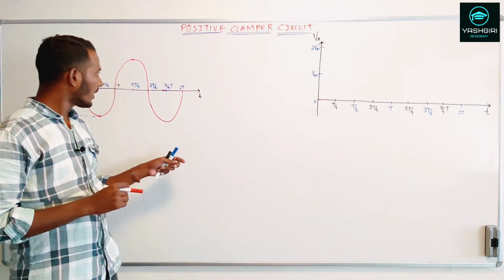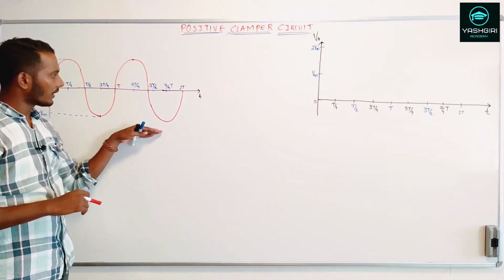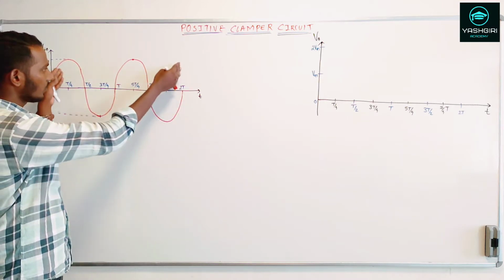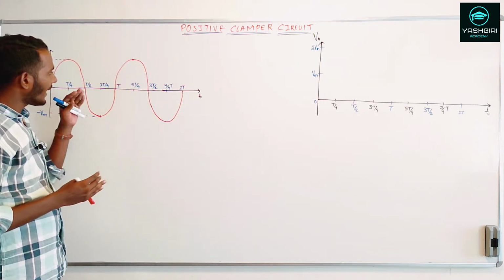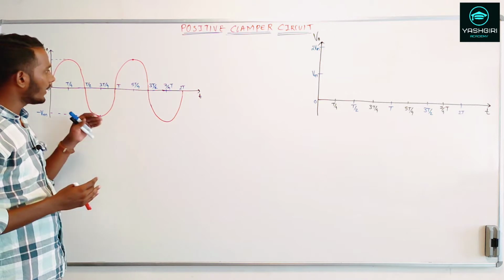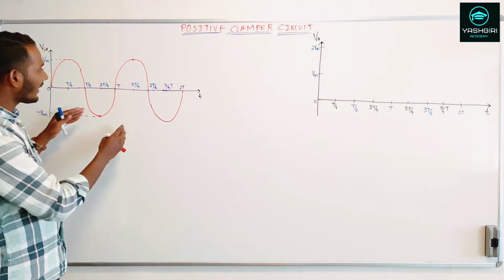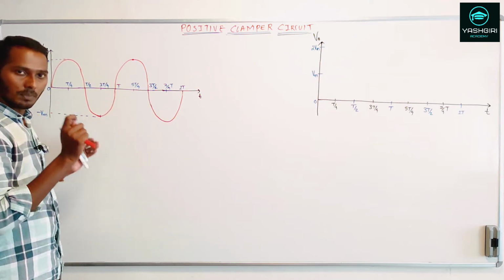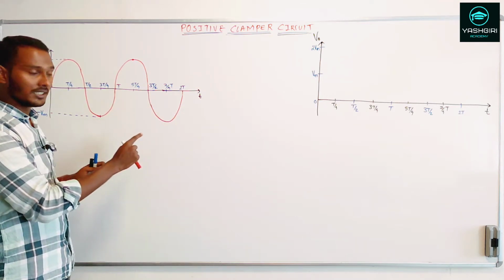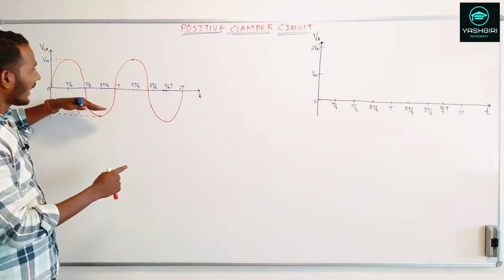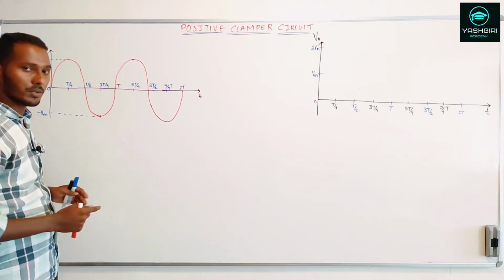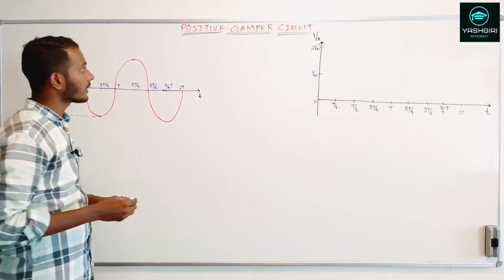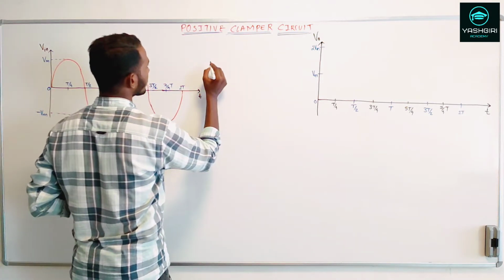Here these are my input AC signals. This time the task is to clamp the entire AC signal to the positive side. To achieve this positive clamping, we can add a DC component to these AC signals, such that the superposition of AC and DC shifts the entire AC signal to the positive side. Let's see the circuit.